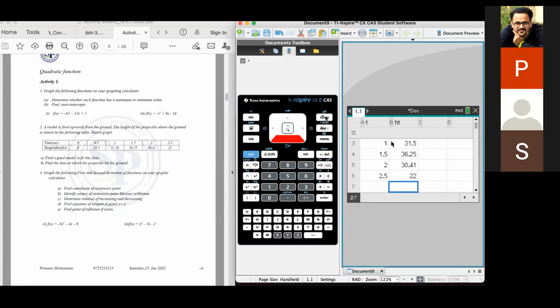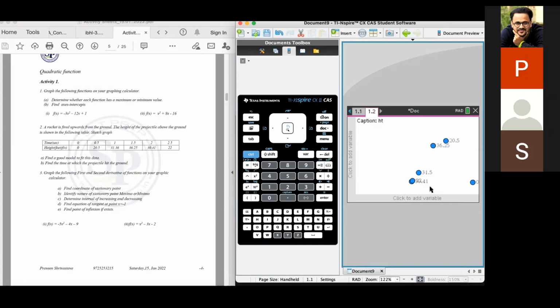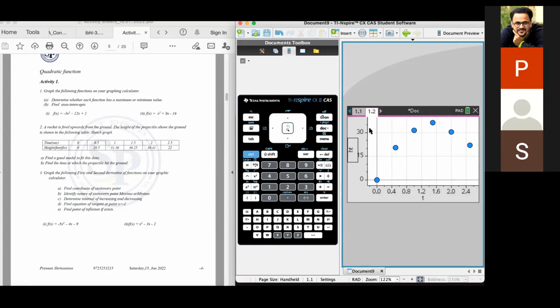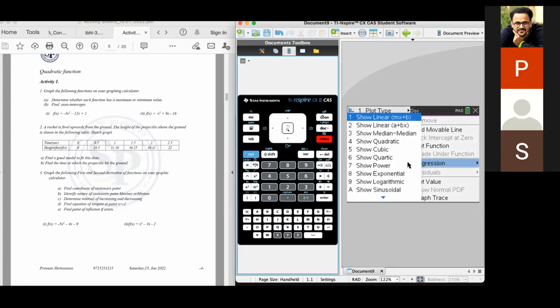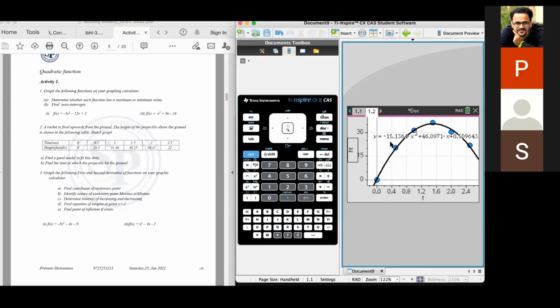After entering the data, go to home. So time on the x-axis and height on the y-axis here. Then you will get the model function. As you need to find the model function, choose regression and quadratic. So this way we can make a quadratic regression, linear regression, etc.